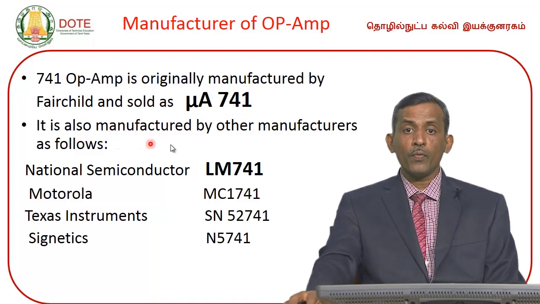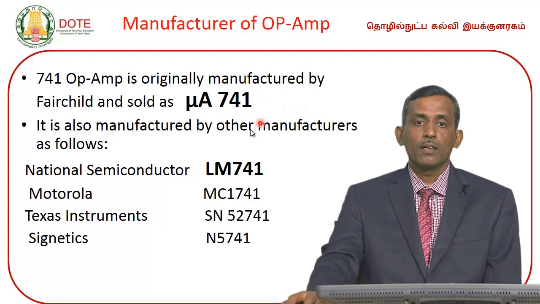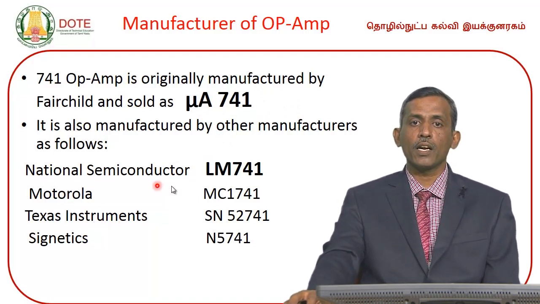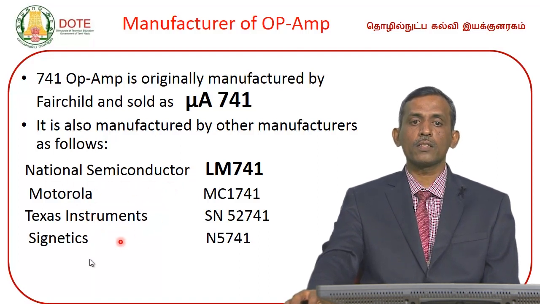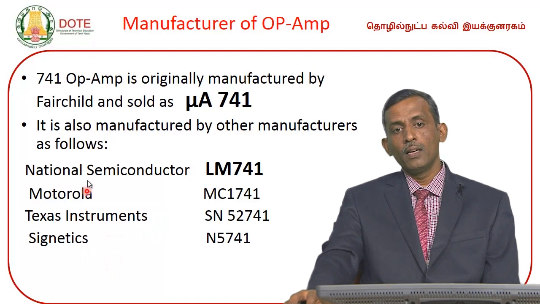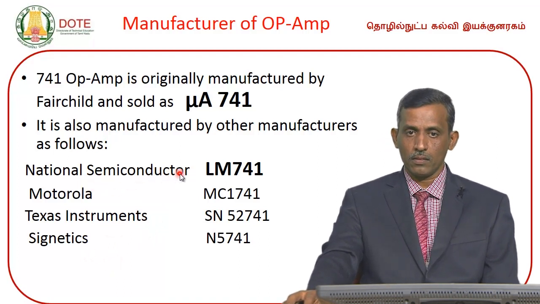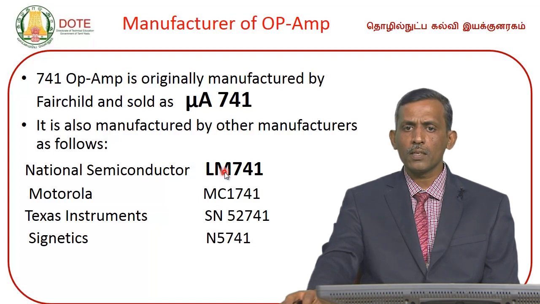It is also manufactured by other manufacturers. The same 741 operational amplifier device circuit is manufactured by other companies like National Semiconductor, Motorola, Texas Instruments, Signetics Corporation, but they use their own initial. National Semiconductor manufacturing the same 741 op-amp device sold it in the market with the name LM741.